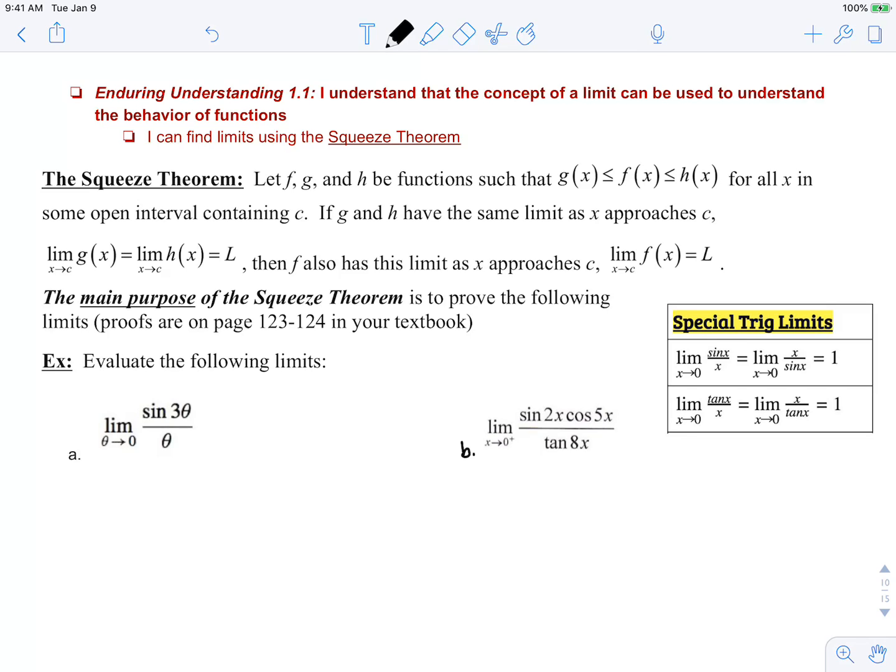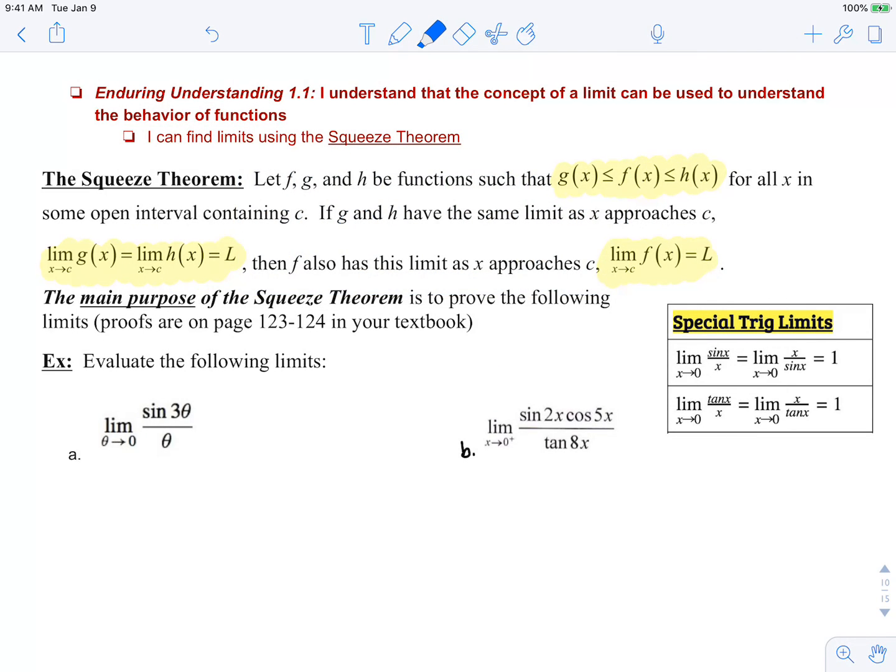Now we are going to calculate some limits using the squeeze theorem. The squeeze theorem states that if f is between g and h, and both g and h approach the same limit L as x approaches c, then f will be squeezed in between those two limits also to approach L as x approaches c.